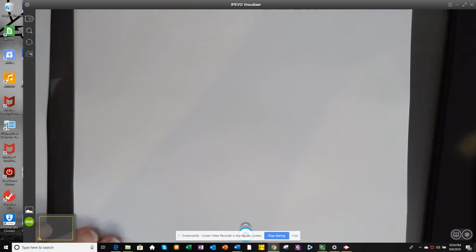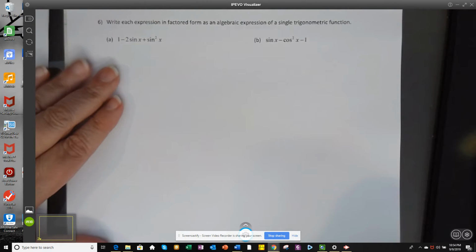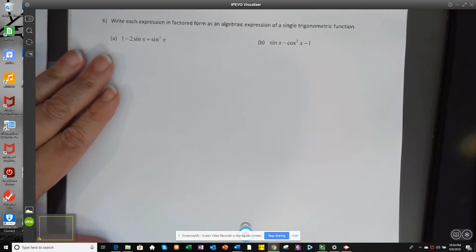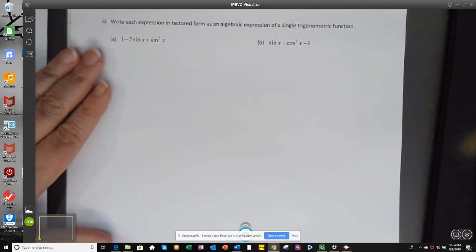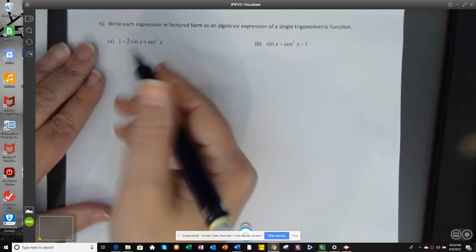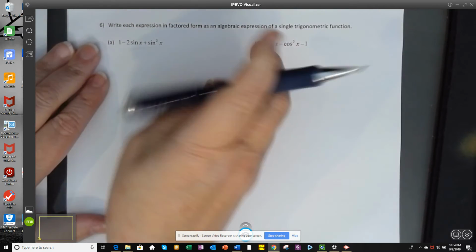All right, let's do some more. Practice makes it better. All right, so number 6 says, write an expression in factored form as an algebraic expression of a single trig function. Okay, so we're going to factor this. Looks like something we could factor. So let's try it.